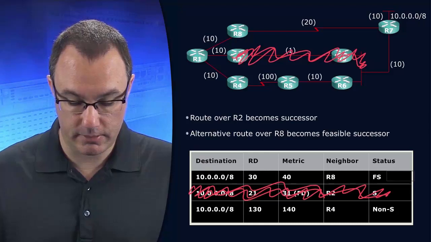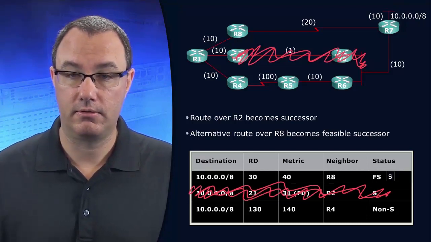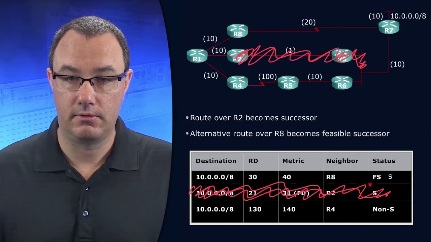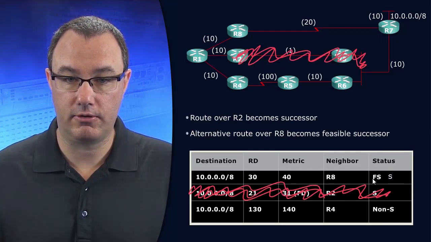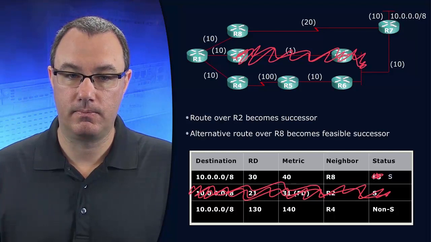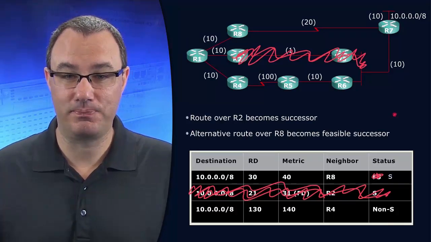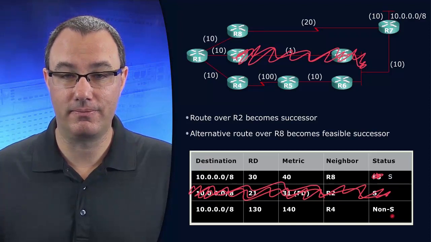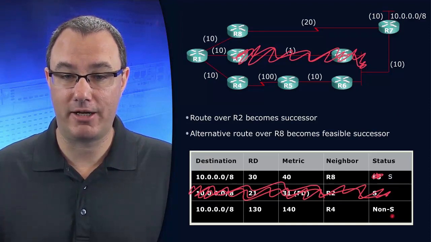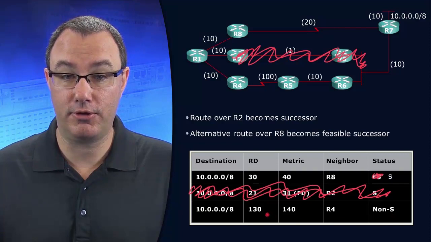Those changes are the feasible successor becomes the successor. The feasible successor would become the successor without any network communication. It would happen without any network communication. Now, once that took place, would the non-successor function as a backup pathway? Nope, it wouldn't. Not at least as a feasible successor to the new successor.